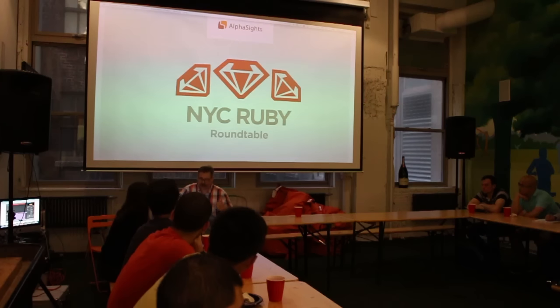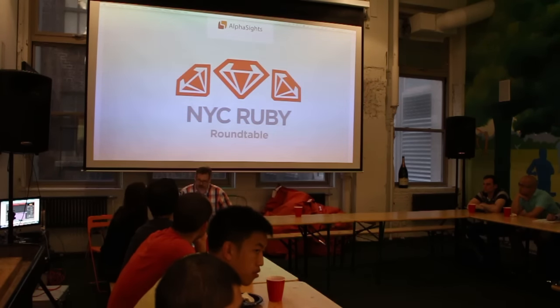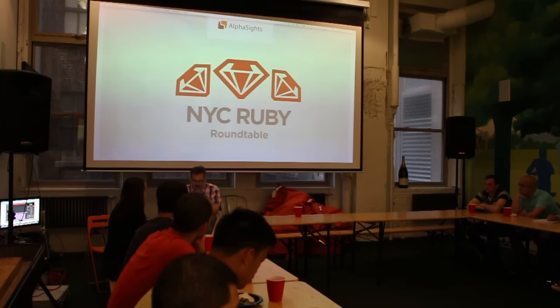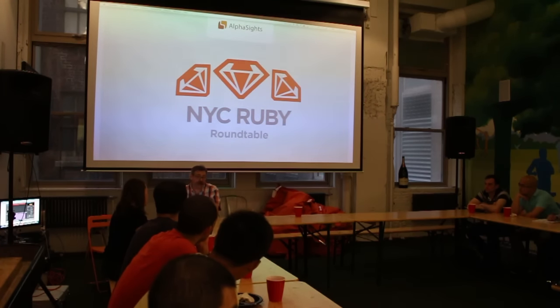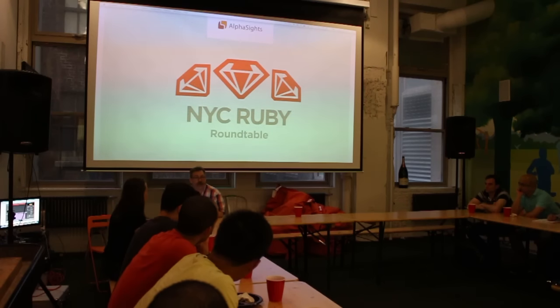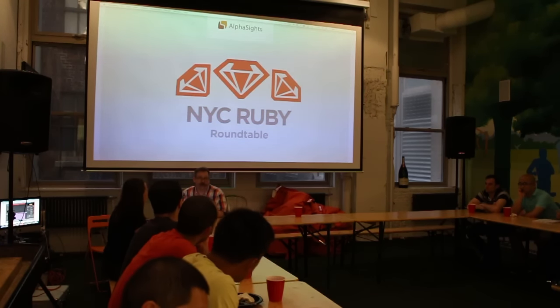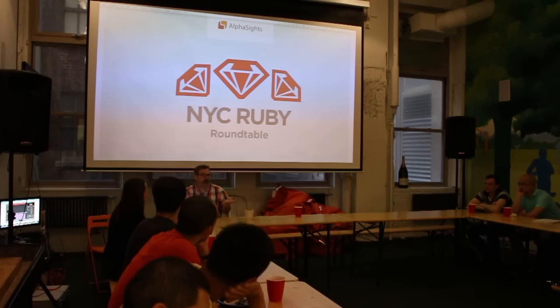Keyword arguments in controller and integration tests. Also more of a Minitest thing. Turbolinks 3. Ruby 2.2.1 and above. That's pretty new. It's very new. Yeah. Yep. What are we at now? 2.2? 2.2.2? Yep.